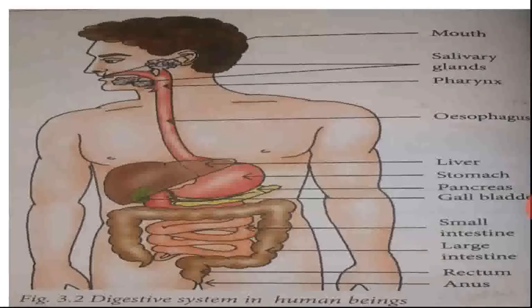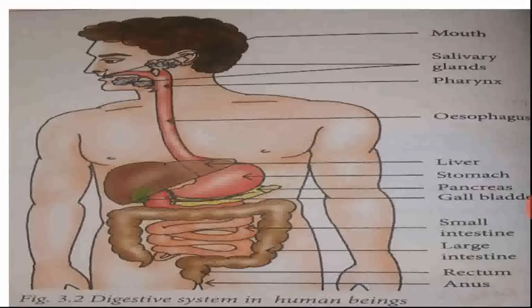Okay, now the parts of the alimentary canal. Now the main parts of the alimentary canal. I have told you that it begins with the mouth, so now we are talking about the mouth. Digestion of food begins in the mouth. Food is chewed with the help of teeth. The food in the mouth is mixed with saliva.